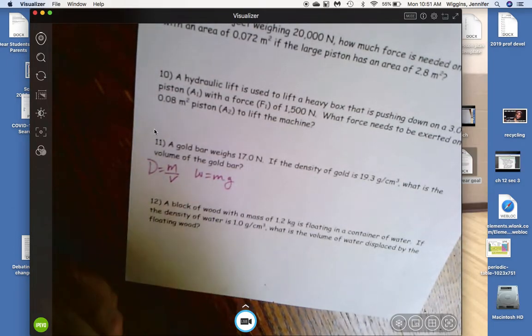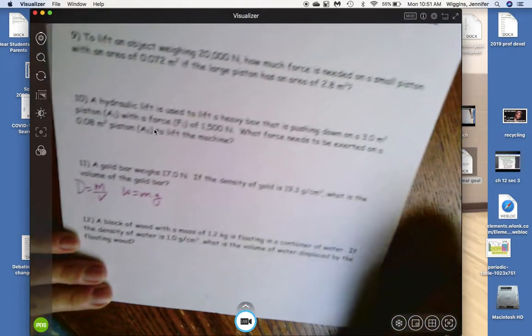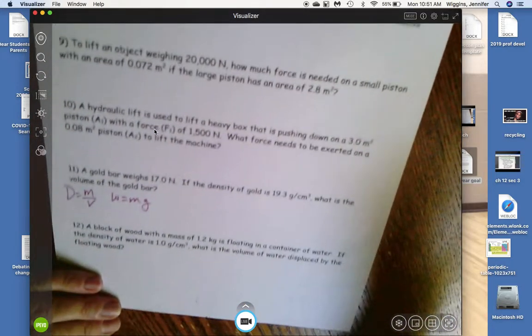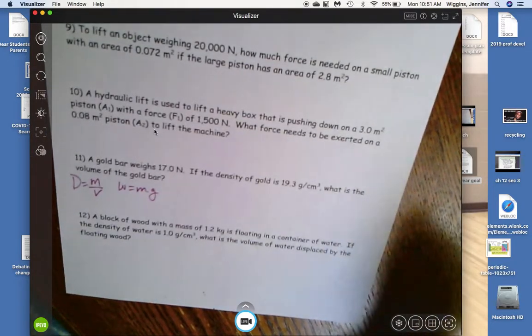Make sure that when you're using pressure equals force over area, you're using pascals. So I think that's it. Okay, I think that's all. I think y'all can do the rest. Just do the best you can on the density ones. I have faith in you.